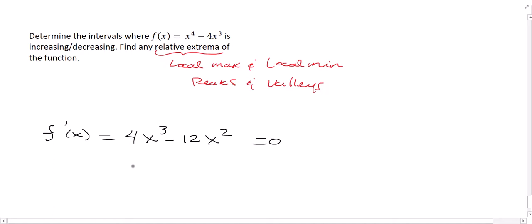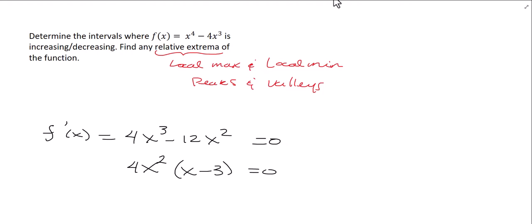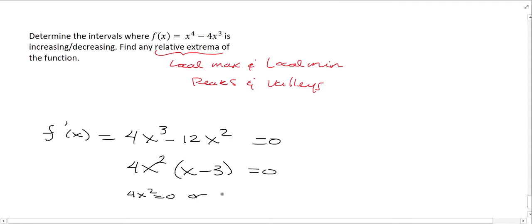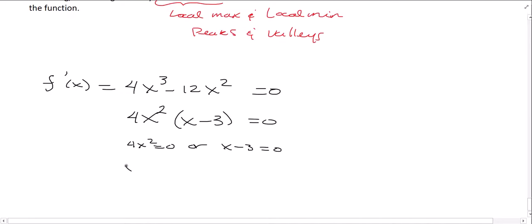So what can we take out over here? Take out a 4x squared, and we're left with x minus 3 equal to 0. Now we can solve for x. Either 4x squared equals 0 or x minus 3 is 0. This is where we get our critical numbers. Either x is 0 or x is equal to 3. Now we can use the first derivative test to figure out where the function is increasing or decreasing, to identify our peaks and valleys, local max and local min.